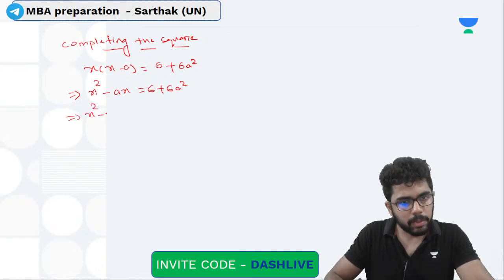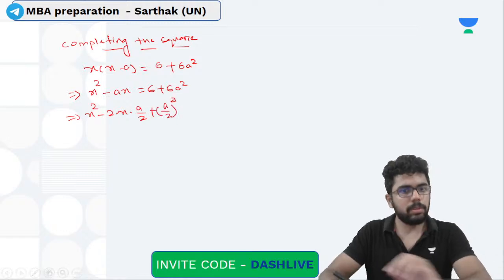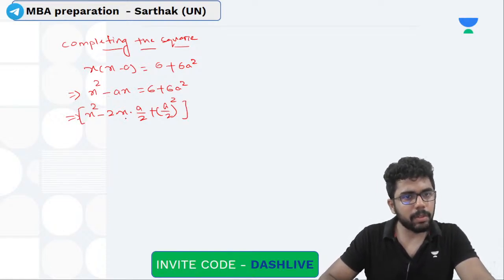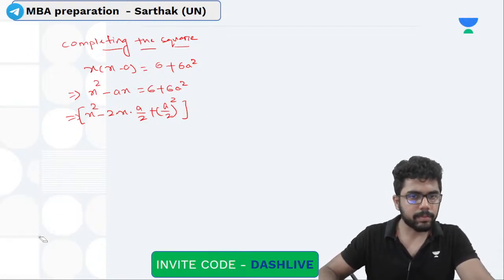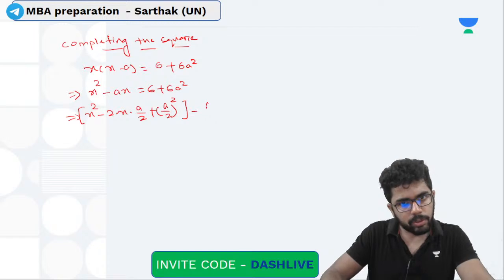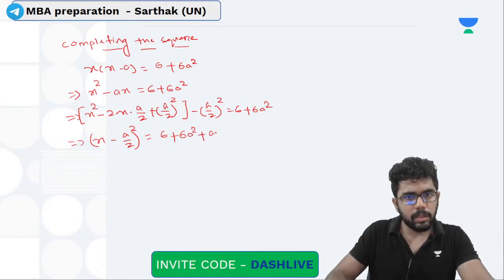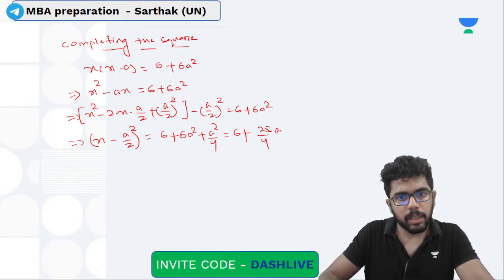Now I'll write it this way: x square minus 2 into x into a by 2 plus a by 2 whole square. Do you understand? Why did I do this? So that it becomes a square minus 2ab plus b square. But in that process you added an extra a by 2 whole square here. This method is very frequently used while solving questions. The a by 2 whole square that you added, you have to add on the other side also. So this becomes x minus a by 2 whole square. This is equal to 6 plus 6a square plus a square by 4. So this becomes 25 by 4 a square.